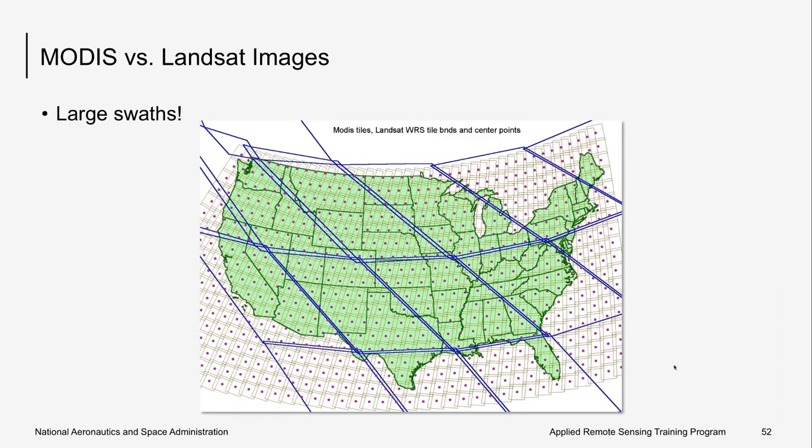This figure shows you an example of MODIS tiles, or the area over which the MODIS image is obtained, is much larger than the Landsat. So the MODIS is in blue here, and the Landsat is sort of the brown, pinkish areas.